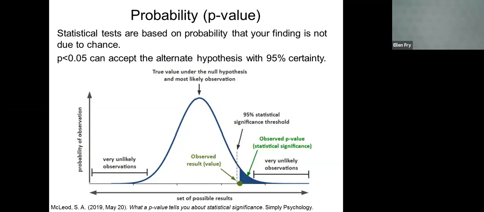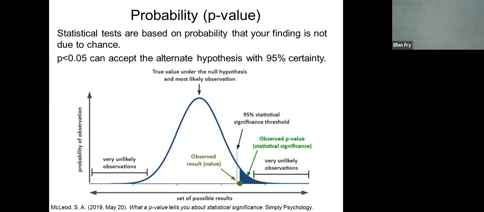The null hypothesis states that there is no relationship between your independent and dependent variable. Everything you see is due to chance. The alternate hypothesis states that there is an effect of the independent variable on the dependent.